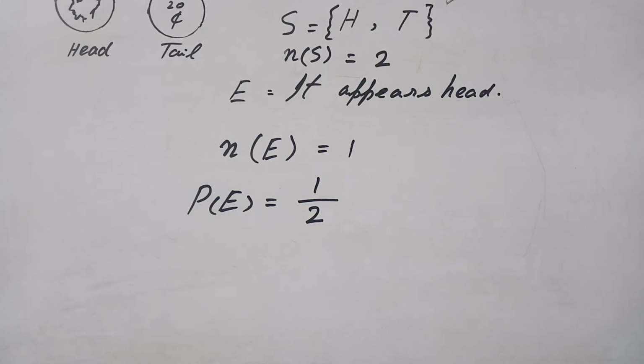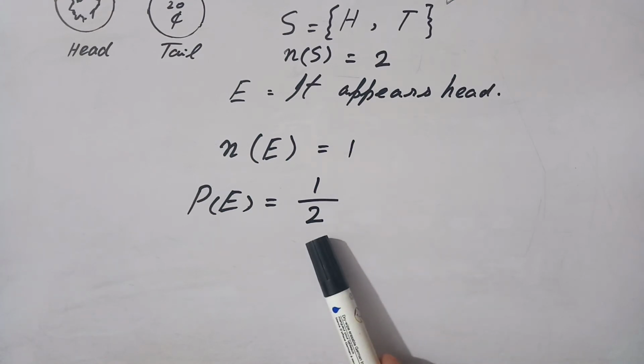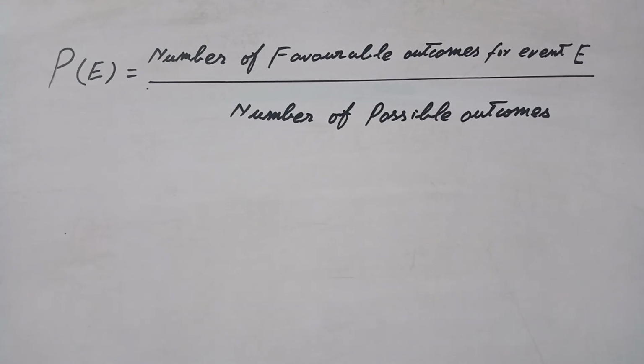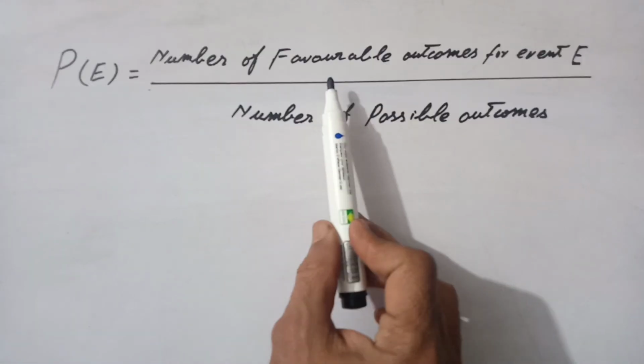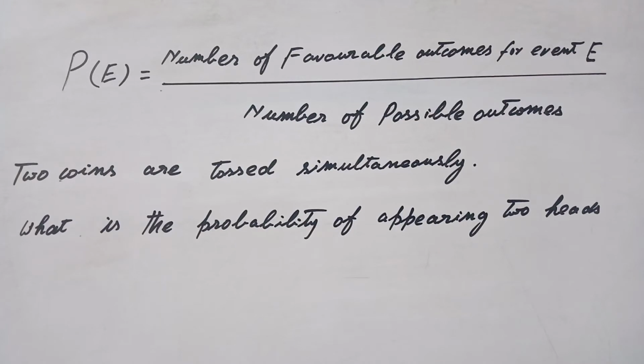So the probability of an event E is the number of favorable outcomes for the event E by the number of possible outcomes. So this is a type of ratio. Mathematically, to find the probability, this is the way: number of favorable outcomes for an event E by number of possible outcomes, right? Now we consider an experiment. 2 coins are tossed simultaneously. What is the probability of appearing 2 heads? First of all, we will find out the sample space.